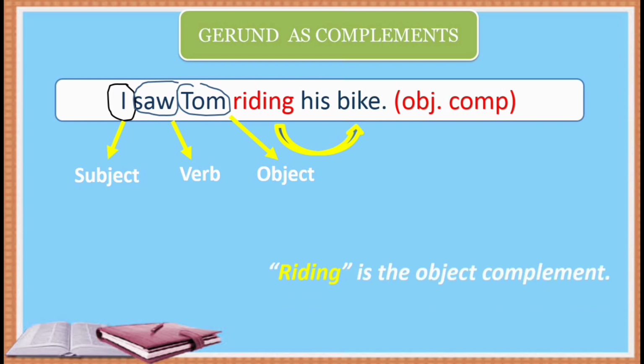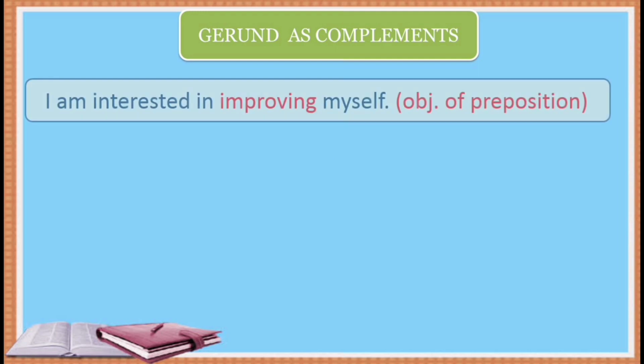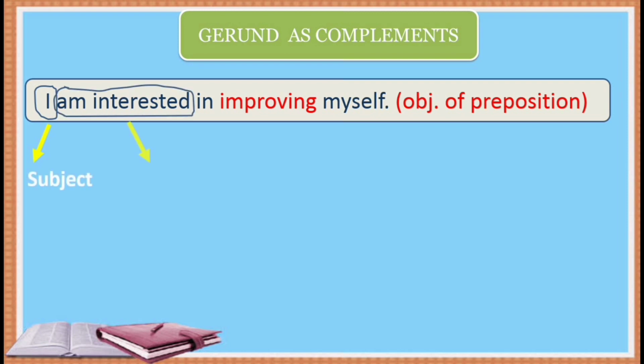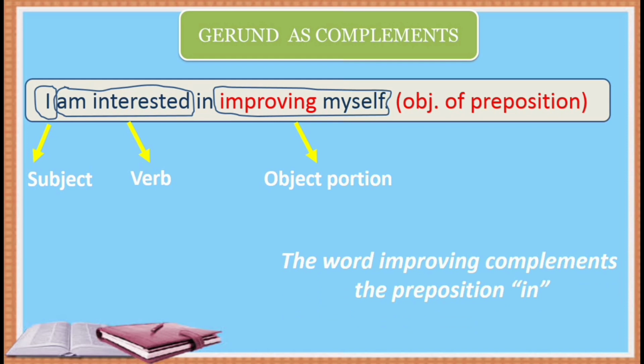Let us look at the third example. I am interested in improving myself. In this sentence, I is the subject, am interested is the verb, and in improving myself is the object portion of the sentence. What am I interested in? The answer is in improving myself. So the word improving complements the preposition in this sentence. This is an example of gerund complementing the preposition.